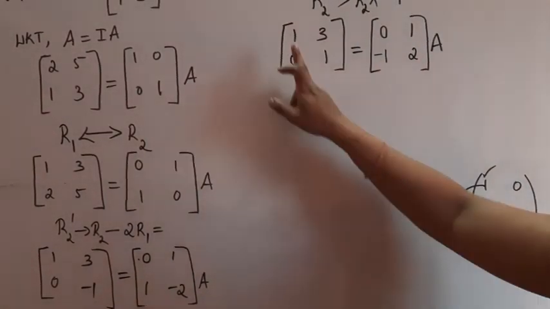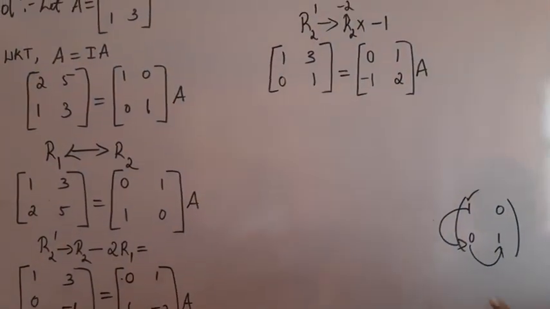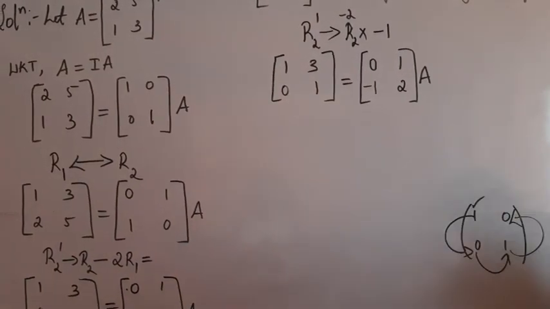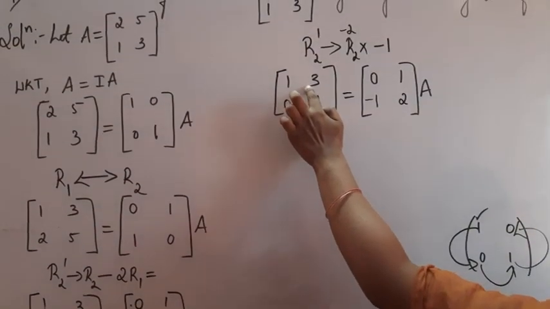See here, 1 0 1, so it is completely reduced. There is only one element left to reduce, that is the first row, second element. We have to get 0, but here we have 3.